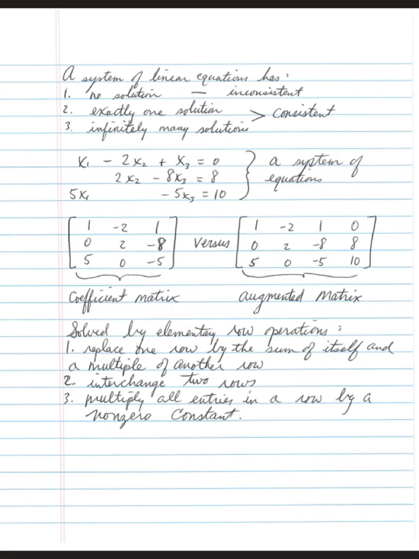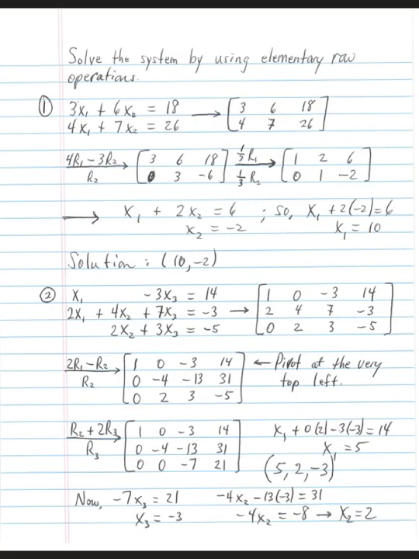Okay, so one elementary row operation is you can replace one row by the sum of itself and a multiple of another row. You can interchange two rows. And you can also multiply all entries in a row by a non-zero constant, like multiply by 3 or multiply by negative 2, whatever you like. And these three steps are very important when we're solving. Okay, so we're going to solve a system of equations by using elementary row operations.